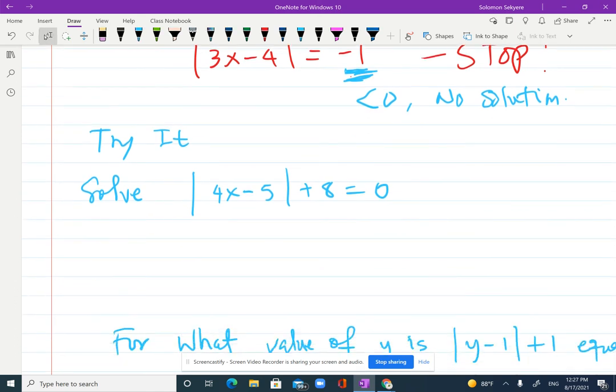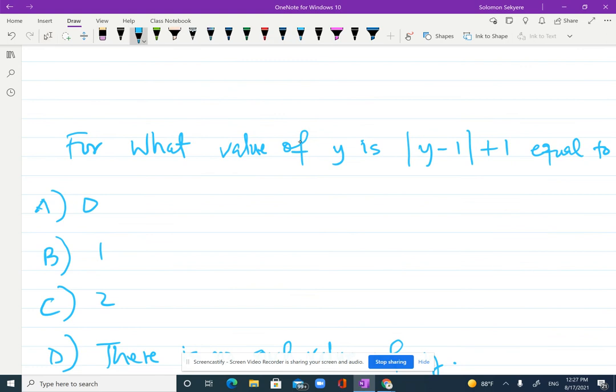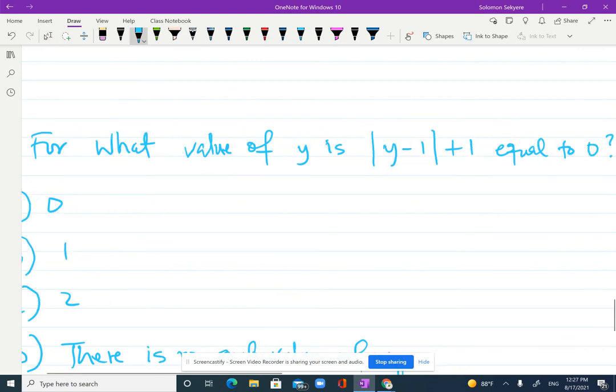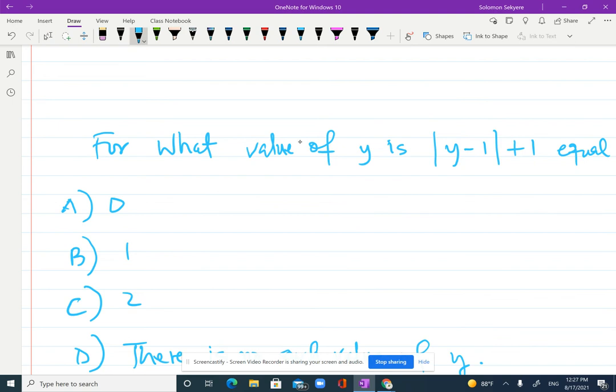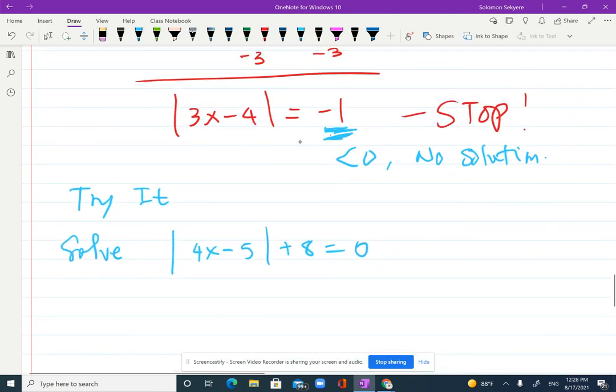Try this and then answer this question here. For what value of y is the absolute value of y minus 1, plus 1, equal to 0? Now, when you say something has no solution, it does not mean x equals 0. x doesn't have a value. You just say there is no such value of x.